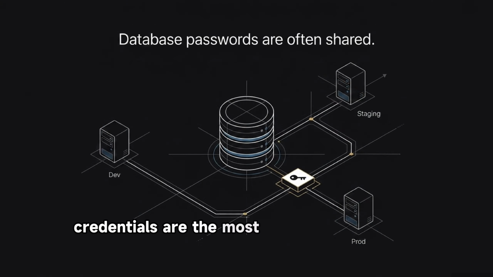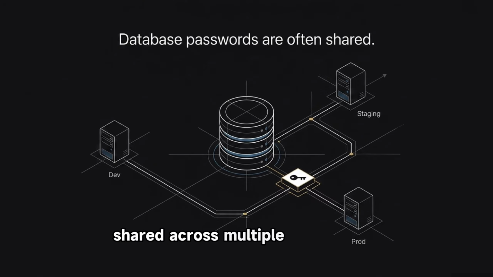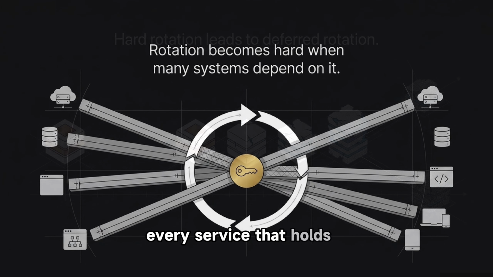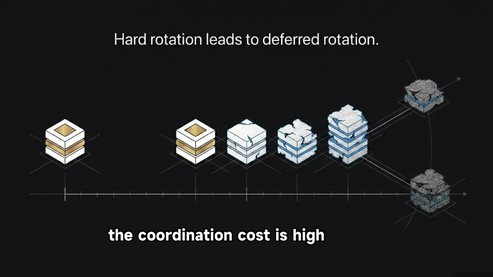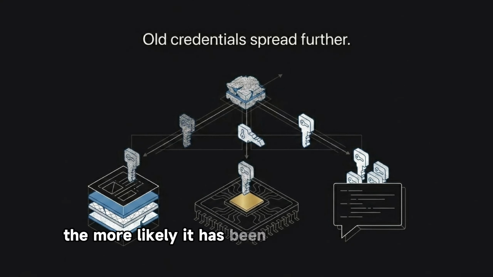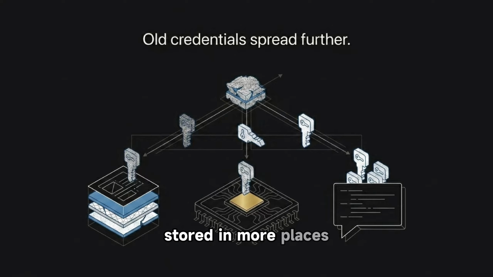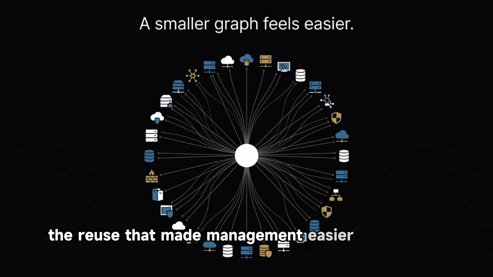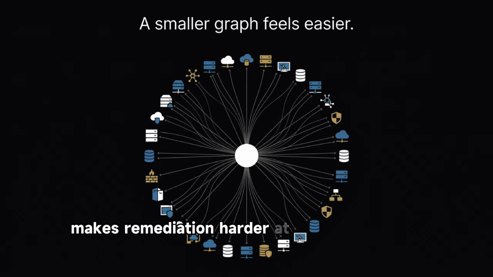Database credentials are the most common site of this pattern. A single database password, shared across multiple applications, multiple environments, and sometimes multiple databases, produces a situation where rotating the credential requires coordinating every service that holds it. The coordination cost is high enough that rotation gets deferred. The deferral means the credential ages. The older a credential, the more likely it has been seen by more people, stored in more places, and committed to more configuration files. The reuse that made management easier at the start makes remediation harder at every point that follows.